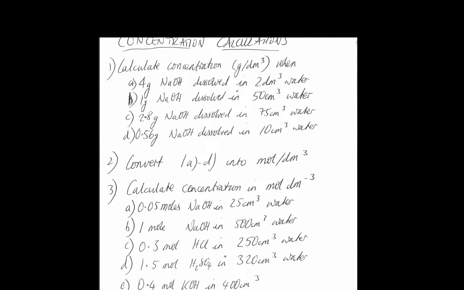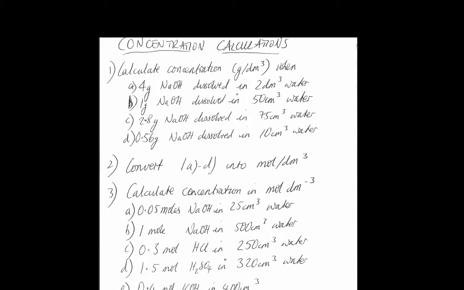Now for the concentration calculations, what I'm saying here is if I have 4 grams of sodium hydroxide in 2 decimetres cubed of water, I want to work out the concentration in grams per decimetre cubed. So basically that's how much I have in 2 decimetres cubed, how many grams would I have in 1 decimetre cubed. Here it's telling you how much you have in 50 centimetres cubed, so you need to find out how many of these 50 centimetre cubed there are in 1 decimetre cubed, and then multiply that by the grams because you've only got a portion of it there.